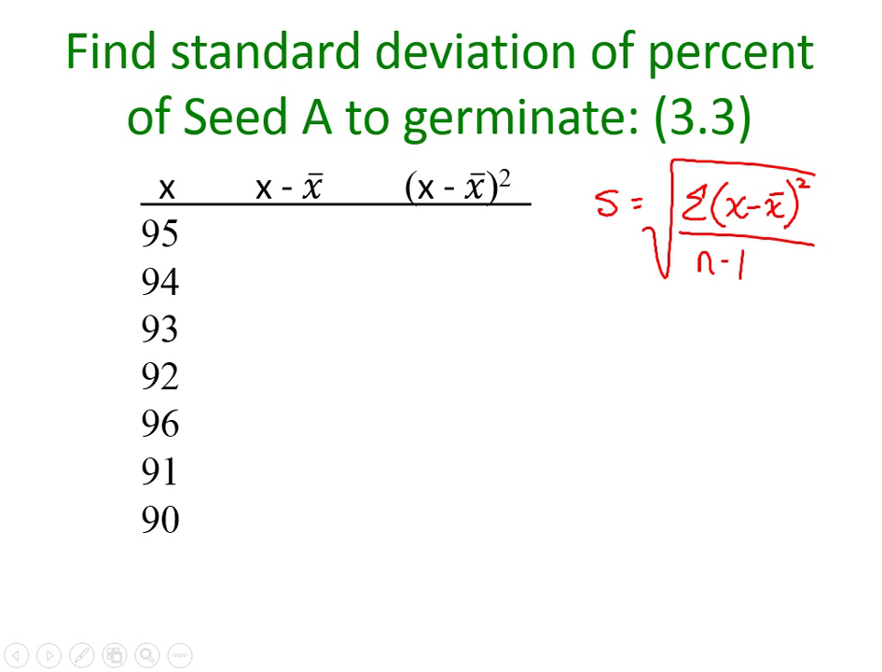Well, order of operations, we've got to take it piece by piece. First thing I need to do is find the difference between the values and the mean. Well, before I can find the difference between the values and the mean, I need you guys to find the mean. So find the mean of this data.